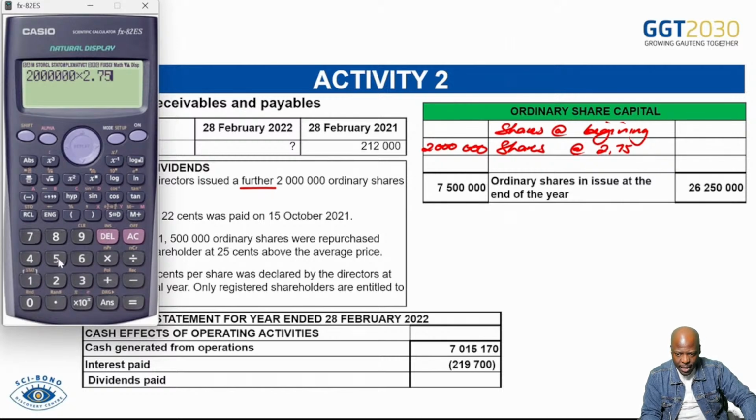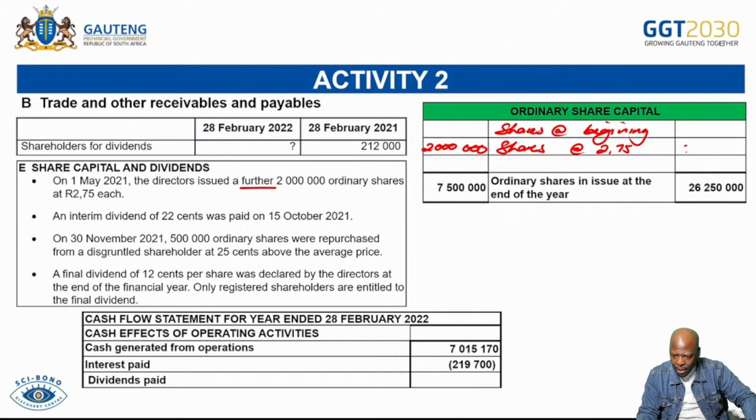2.75, Mr. Simbi? Yes, that's 2.75 now. That will give me my 5.5 million. So I'll come here, and then I get my 5.5 million. I bring it here. 5.5 million, like that.